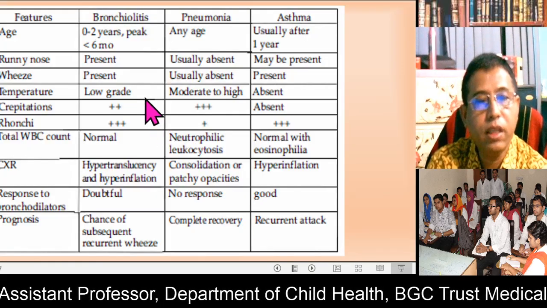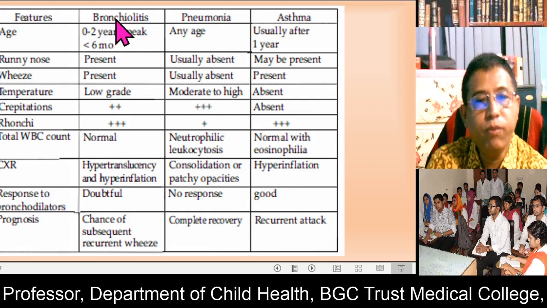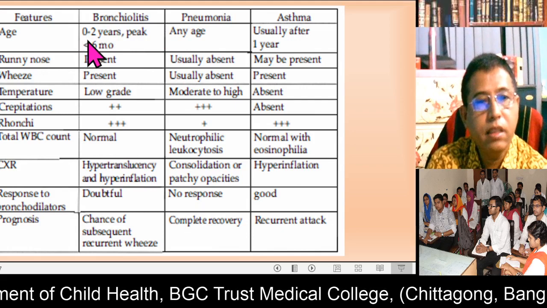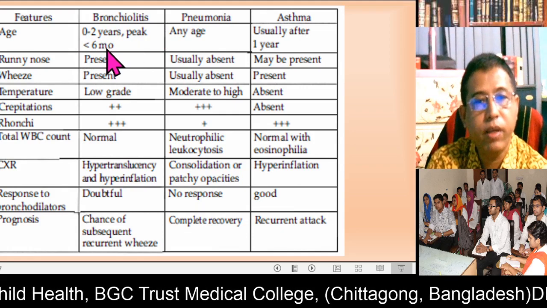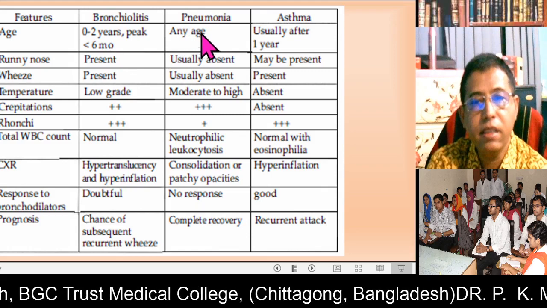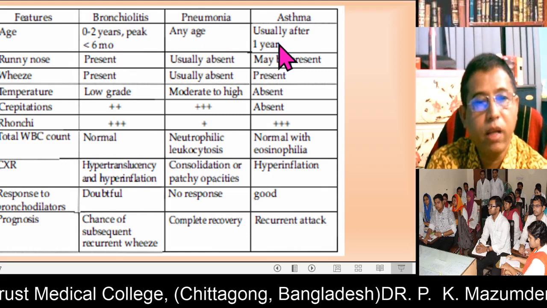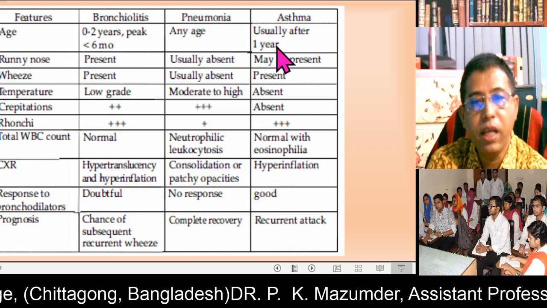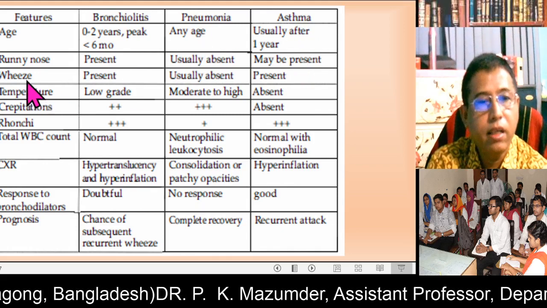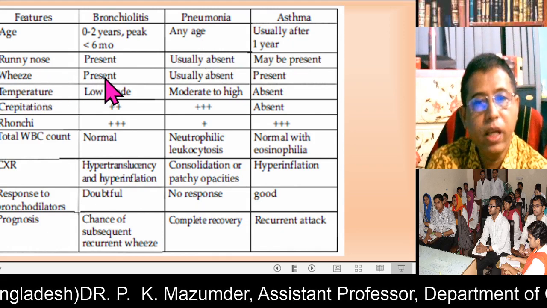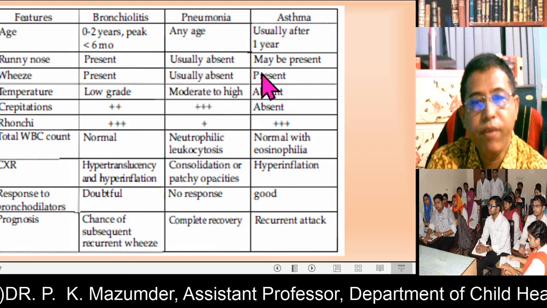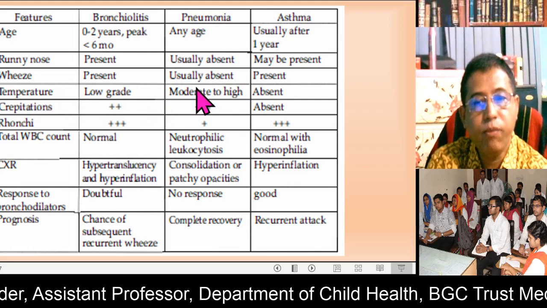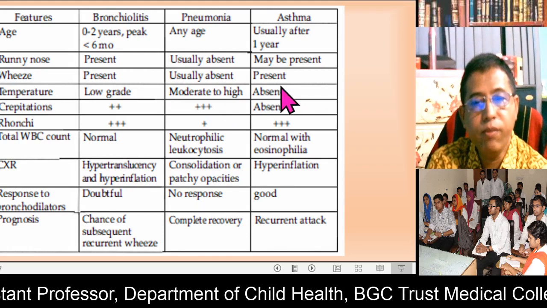Now the next question asked: difference between bronchiolitis, pneumonia and asthma. Bronchiolitis occurs at age 0 to 2 years, peak less than 6 months. Pneumonia occurs at any age. Asthma is usually after 1 year of age. Runny nose is present in bronchiolitis, usually absent in pneumonia and may be present in asthma. Wheeze is present in bronchiolitis, absent in pneumonia, present in asthma. Temperature is low grade in bronchiolitis but moderate to high grade in pneumonia, and absent in bronchial asthma.